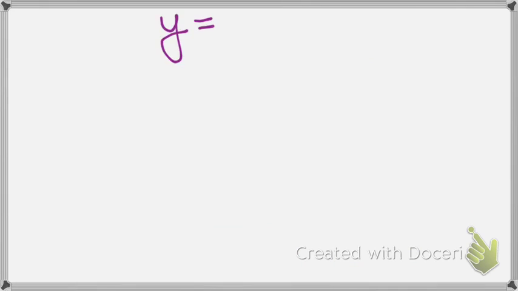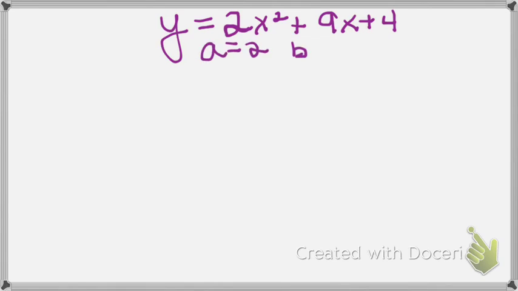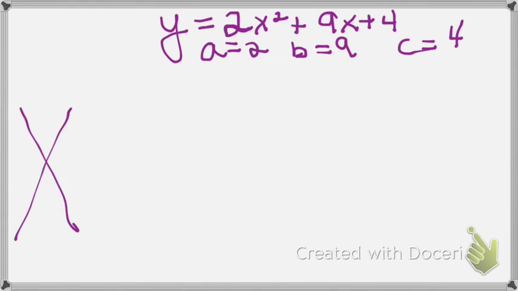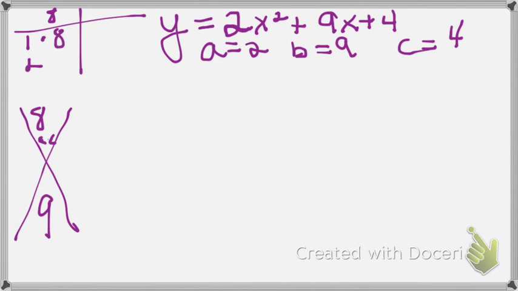y equals 2x squared plus 9x plus 4. Okay? A is equal to 2, B is equal to 9, C is equal to 4. I'm going to draw my cross. A times C is always up top. That's going to be 8. B is 9. What two factors of 8 will give you 9? Please pay attention to the factors of 8. 1 times 8. 2 times 4.